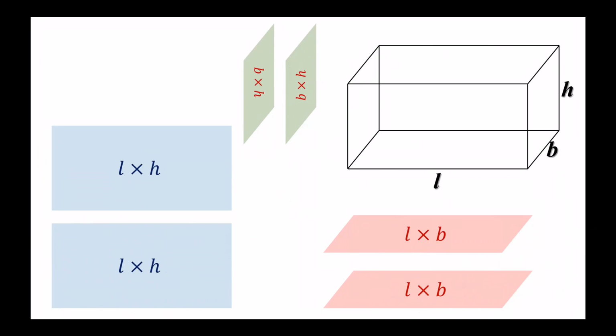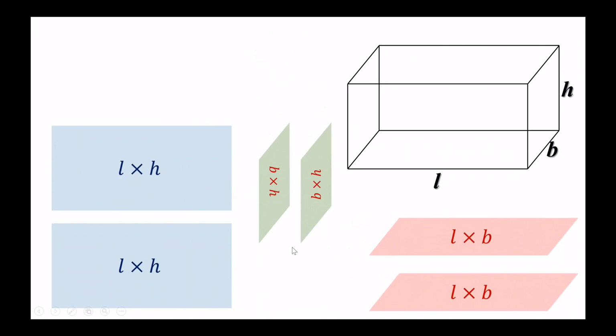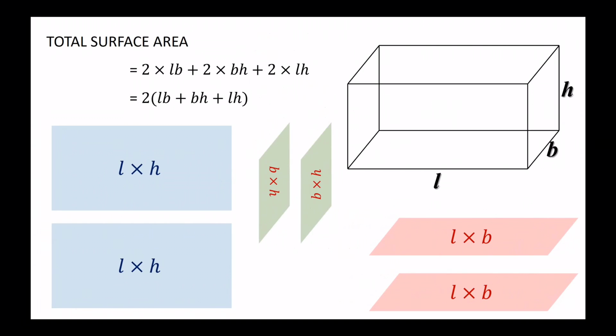So area of a rectangle, you know, L times B, and according to their dimensions you can have L times H, L times B and B times H. Each of these rectangles is coming 2 times. So adding up these areas, the total surface area is 2LB plus 2BH plus 2LH. Or you can take out 2 common and write it as LB plus BH plus LH whole twice. You can note down this formula or take a screenshot. So with the diagram it will be easy to understand and remember.